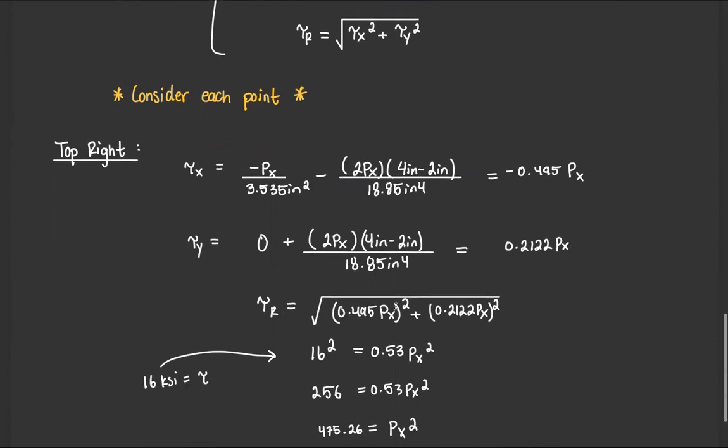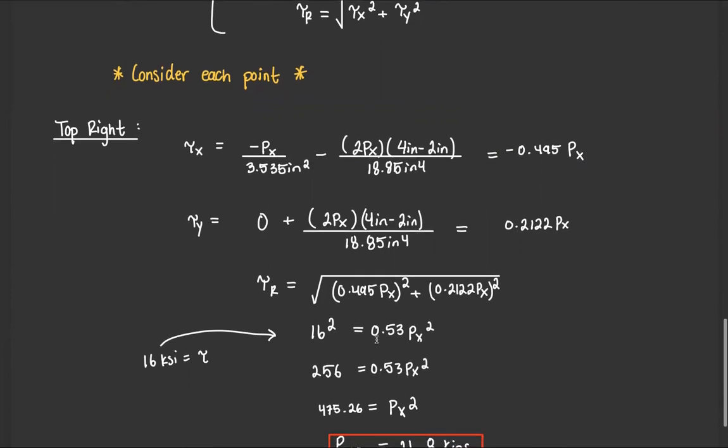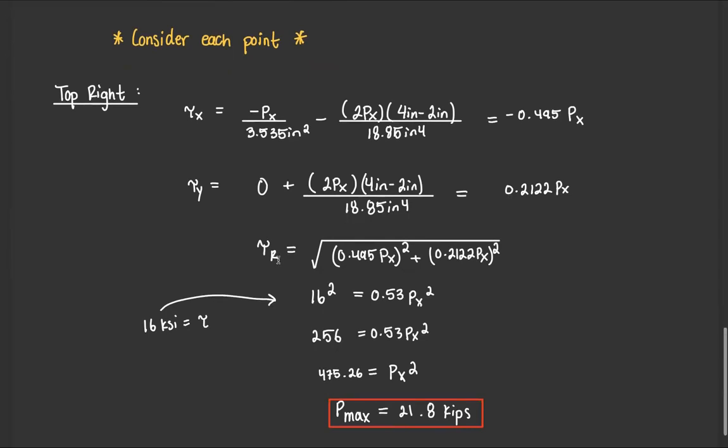So here we're going to find the magnitude of that by squaring both x and y terms. We get a value of 0.53 and a few other numbers after that. I just did 0.53 for simplicity. So going ahead and plugging in, our tau r is going to be the allowable, which is 16 ksi. We went ahead and did that.